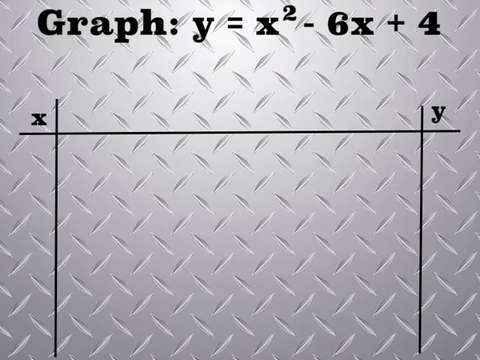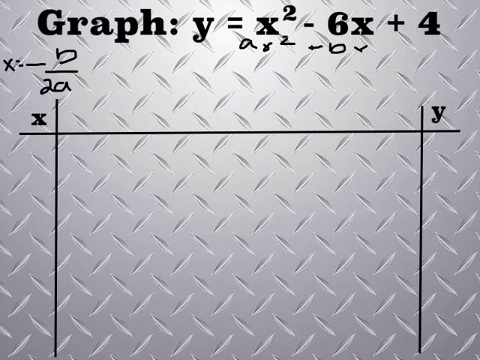Y equals x squared minus 6x plus 4. Usually we would have just used the numbers -2, -1, 0, 1, and 2 for our table, but here we need to find our axis of symmetry. The equation for axis of symmetry is x equals -b over 2a. Remember, we have ax squared plus bx plus c. So we're going to plug those in.